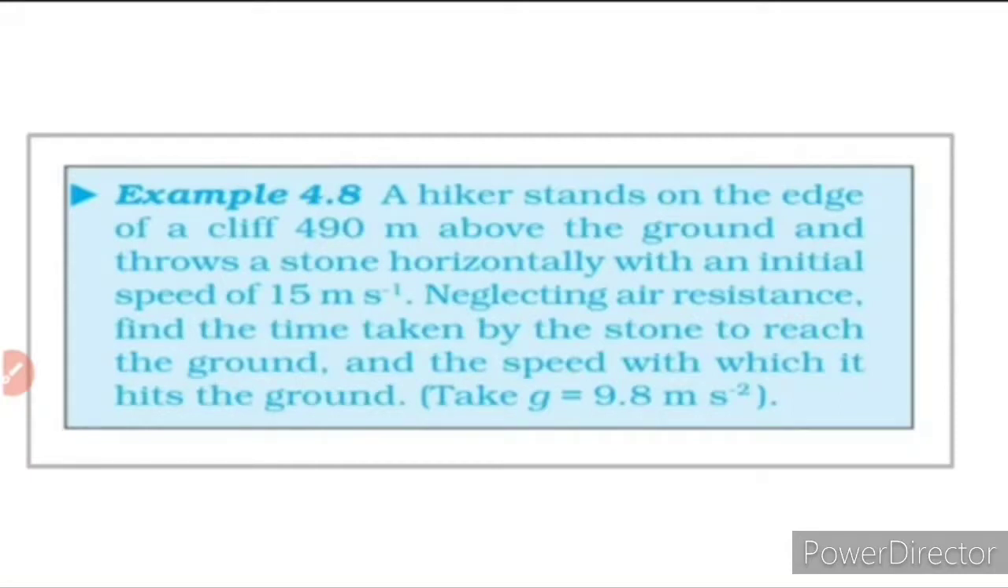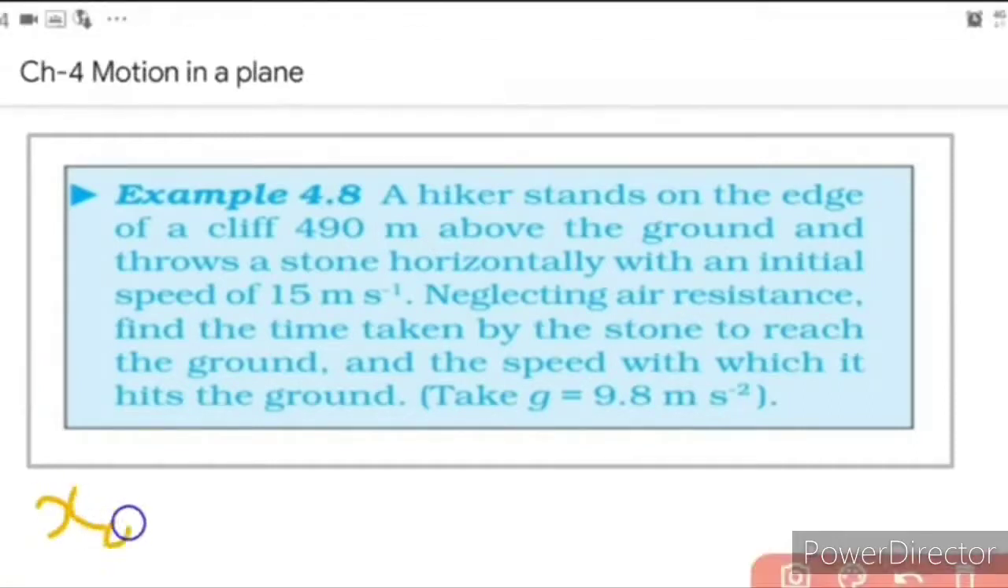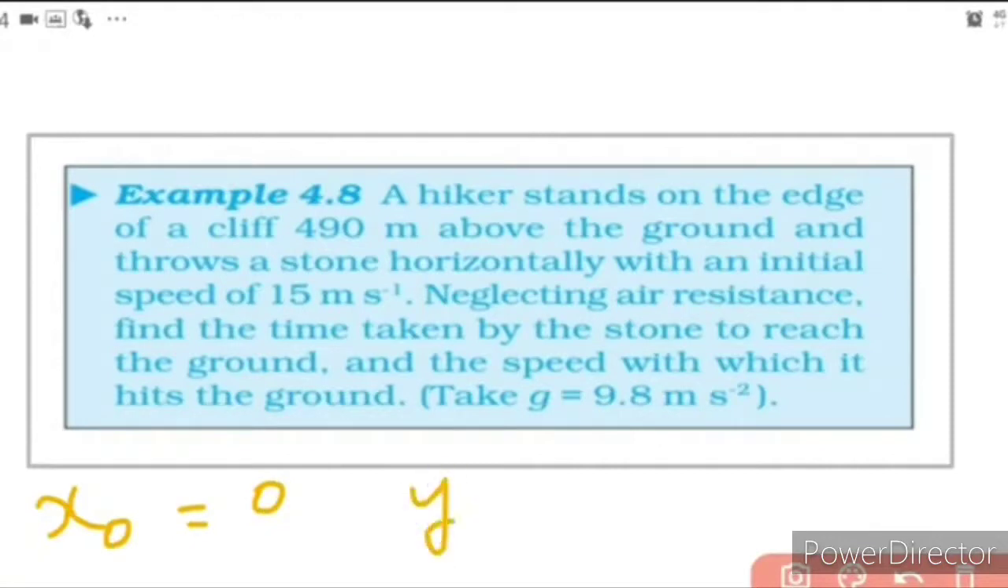So that top of the cliff, that initial point, we take to be 0. That means x0 equal to 0, y0 equal to 0. When it reaches the ground, it is 490 meters below. That means y is equal to minus 490 meters. So that is the first thing.